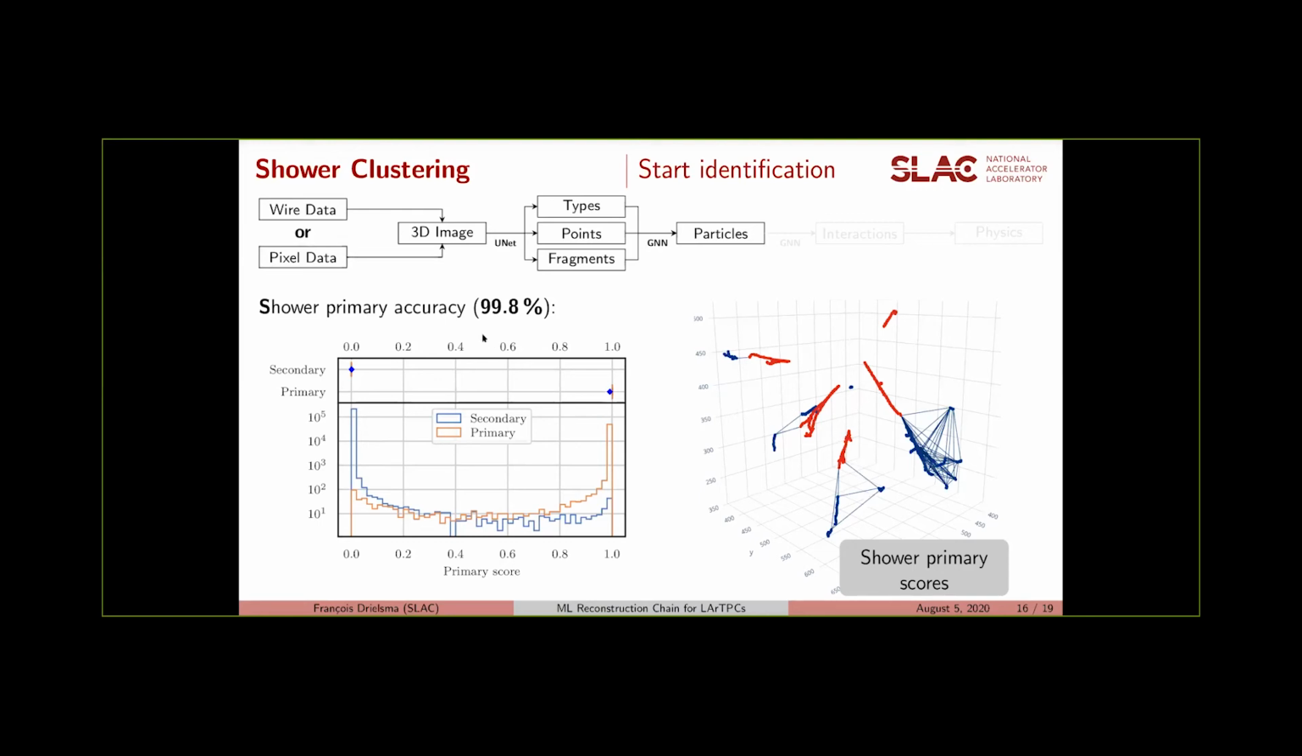And typically, when we do shower primary prediction, what we do is that we take the predicted groups that we get from the parallel task, and we pick the shower fragment that has the highest primary score. And if we do so, we actually get the correct primary almost 100% of the time. So it's doing a very good job.